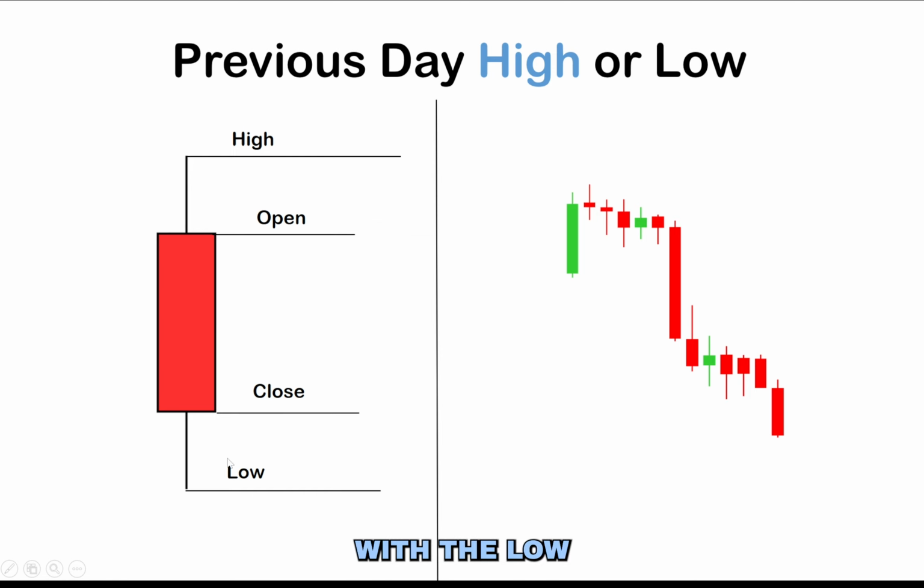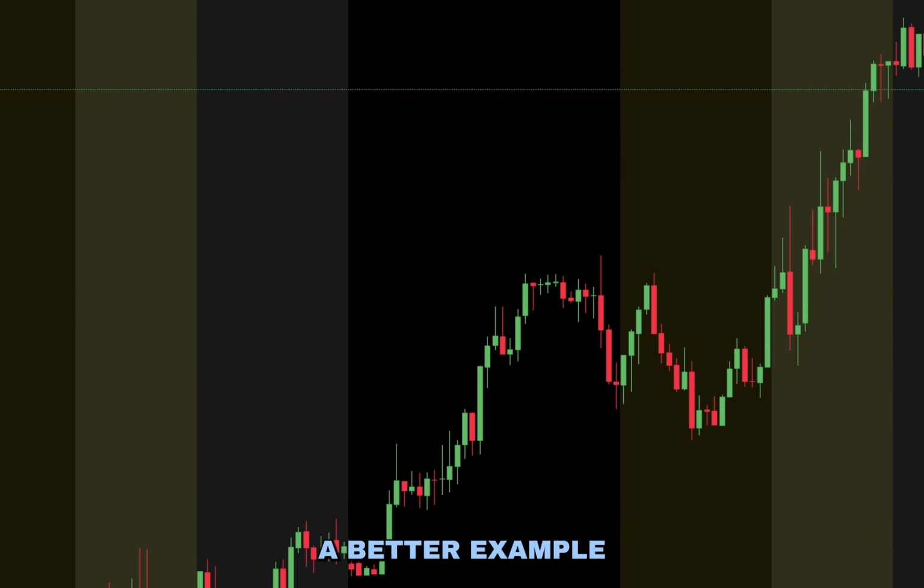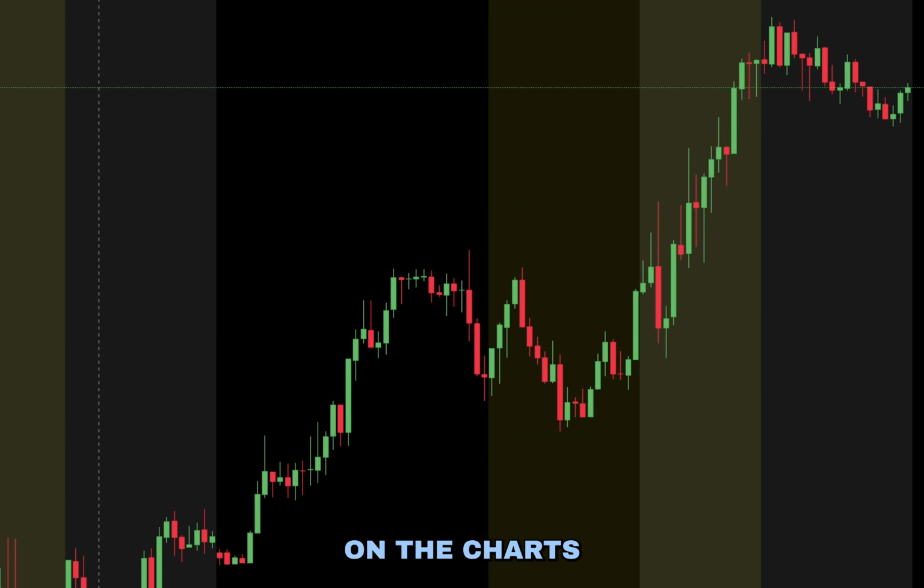Same thing with the low, where sellers try to push price lower down here, but now they got beaten out by buyers at the close, where their stop is right here as well. Now let me show you guys a better example by hopping on the charts.